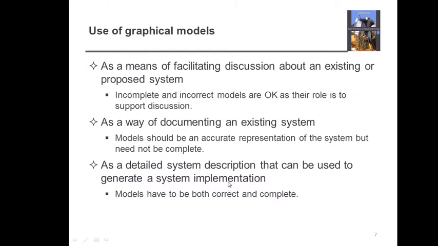So we know that these models act as an intermediate step between the requirements and the coding or the implementation part. So these diagrams will finally be converted or implemented in any of the languages. So it provides us with a detailed system description.